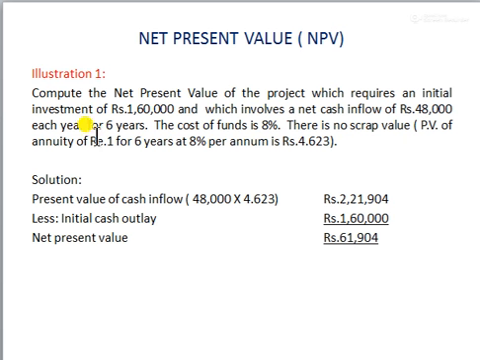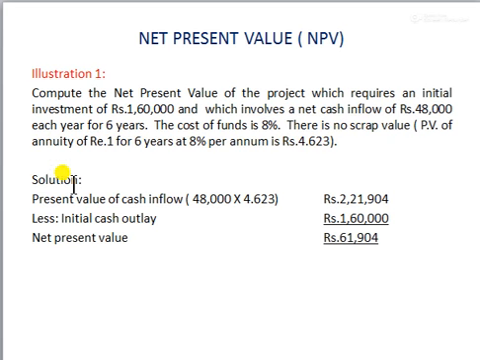Next, coming to first problem. Compute the net present value of the project which requires an initial investment of rupees 1,60,000 and which involves a net cash inflow of rupees 48,000 each year for 6 years. The cost of funds is 8%. There is no scrap value. Present value of annuity rupee 1 for 6 years at 8% per annum is rupees 4.623.